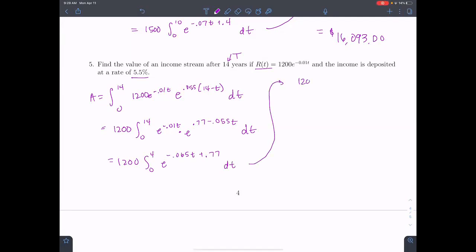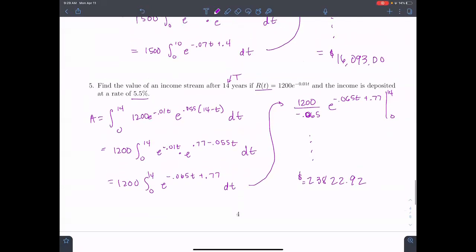And then pull the derivative of that exponent out. So there's 0.065, e to the negative 0.065t plus 0.77. Evaluate this from 0 to 14. When you do that, I got $23,822.92, maybe. You guys try those and let me know if you need more help.